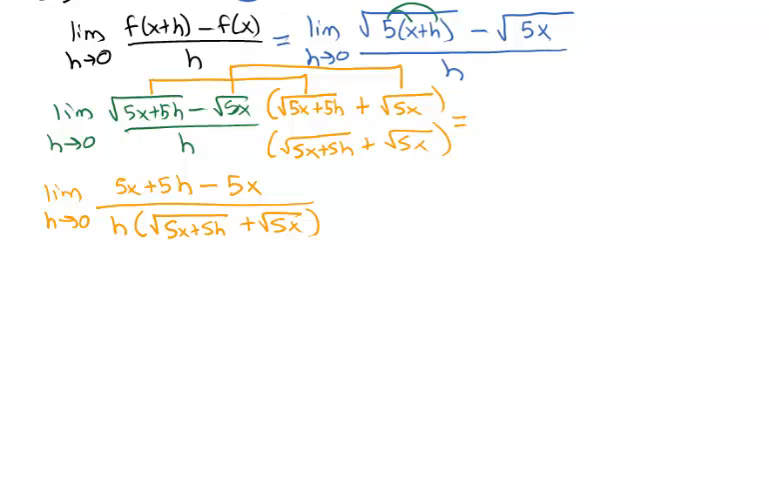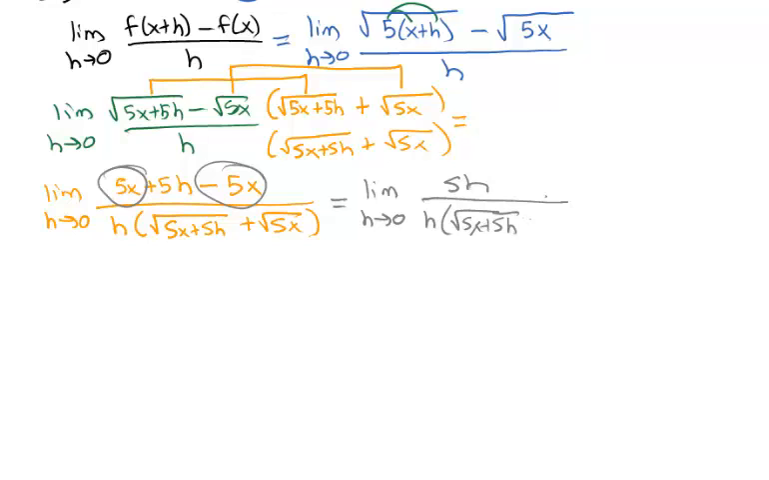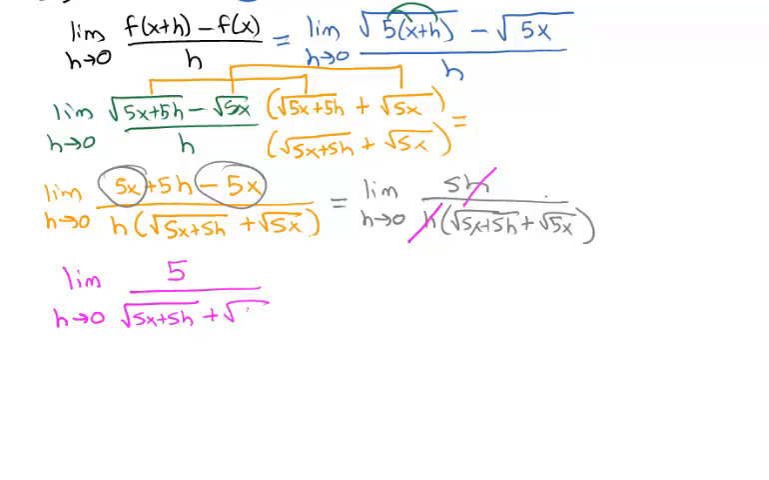And now we're in business, because now the 5x's can subtract to 0. And we have the limit as h goes to 0 of 5h over h times the square root of 5x plus 5h plus the square root of 5x. And there we can do the thing we've been trying to do the whole time, divide out that h, leaving us with the limit as h goes to 0 of 5 over the square root of 5x plus 5h plus the square root of 5x.